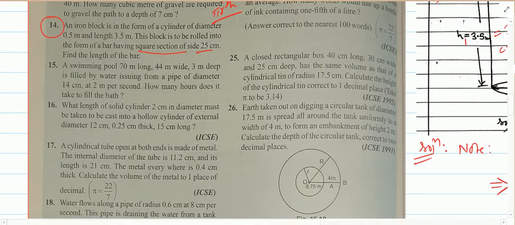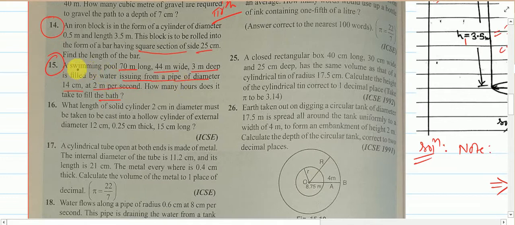Okay, now let us see question number 15. Here it says a swimming pool 70 meter long, 44 meter wide, 3 meter deep is filled by water issuing from a pipe of diameter 14 centimeter at 2 meter per second. How many hours does it take to fill the pool?